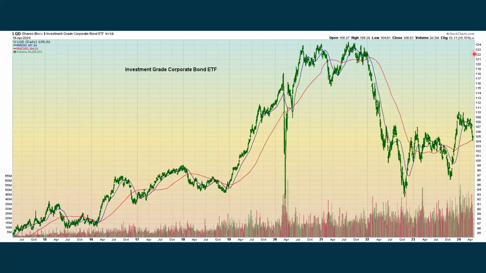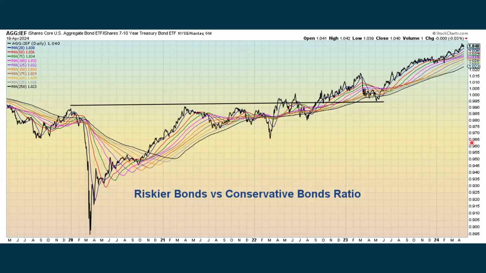Investment grade bonds are more conservative and not as risky as junk bonds. They're in an uptrend too, but they came all the way back down to their 200-day moving average. And we do a ratio between riskier bonds like junk bonds and more conservative bonds. This is still going up as folks are favoring the riskier bonds.